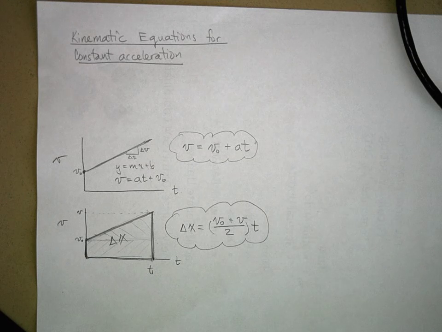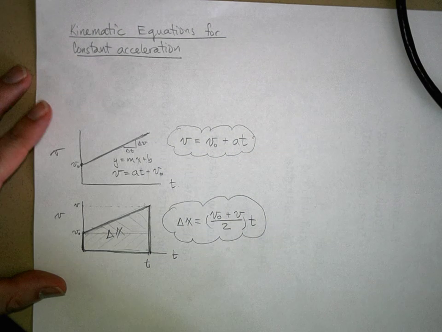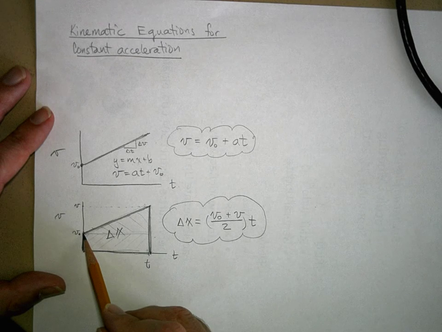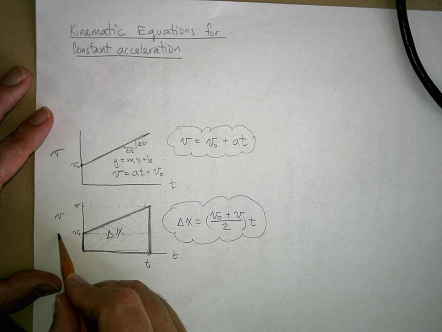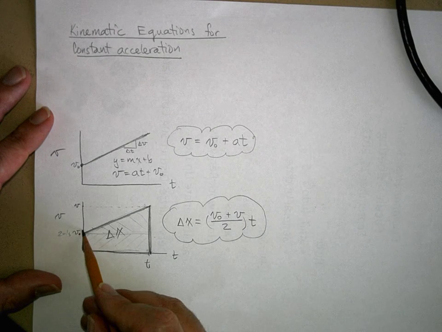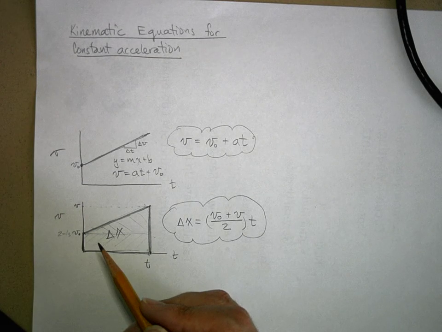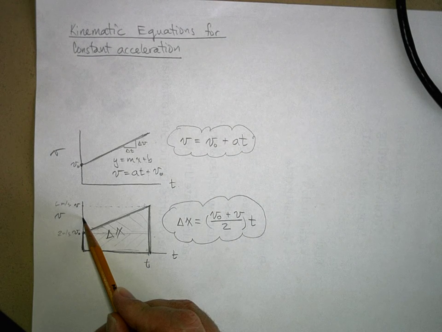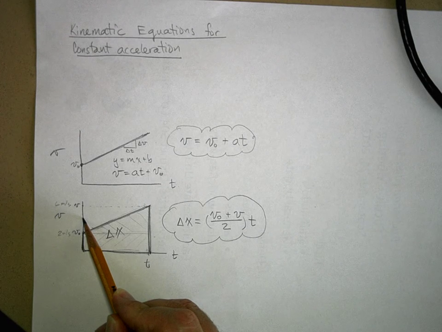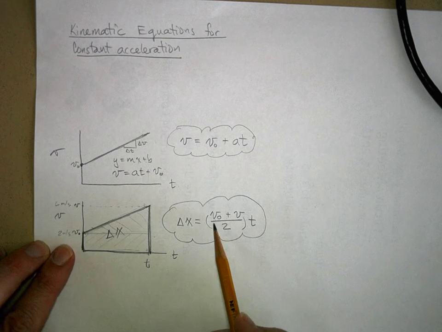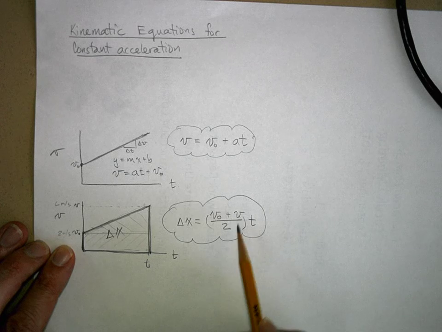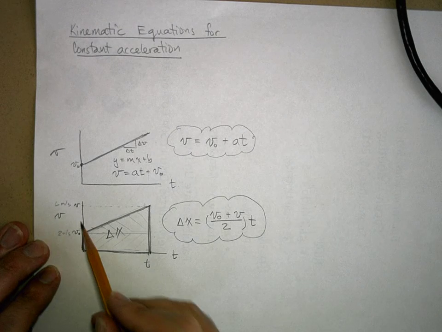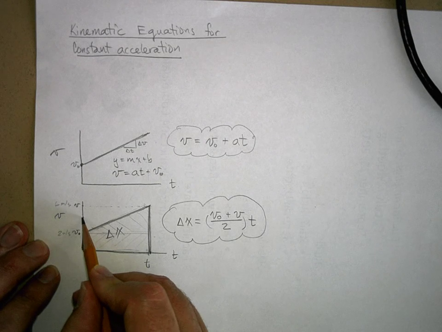Now, I will also argue that this v naught plus v divided by 2, where is that on here? Well, here's v naught. Let's say v naught was 2 meters per second. And let's say this was 6 meters per second. So where would this be, right in between them? It would be 4. Do you see it would be 4? Now you can also get that by going 2 plus 6 divided by 2 is 4. Right? That's the average, that's the value of a velocity that's exactly in between v naught and v. So that would be right here, right in between them.